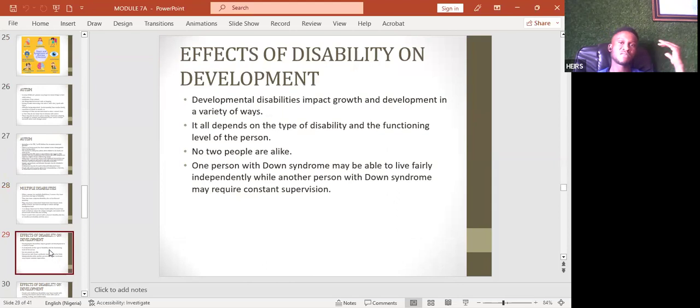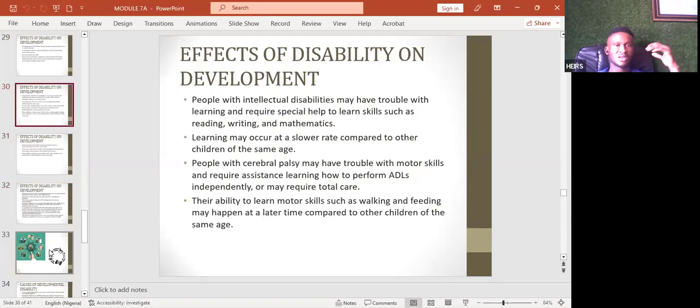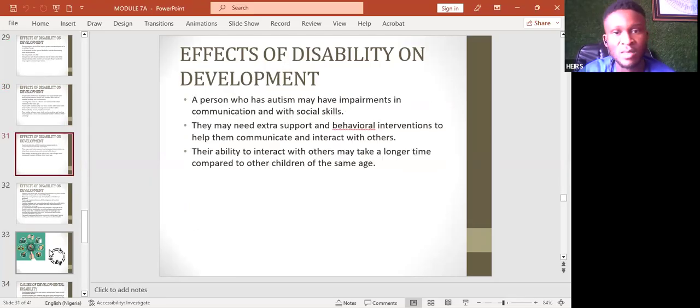Then we talked about the effect of disability on development: it affects learning, as in intellectual disability; it affects motor skills, as in cerebral palsy; it also affects communication and social skills, as in autism; and those affected need extra support and behavioral interventions to help them communicate with others.